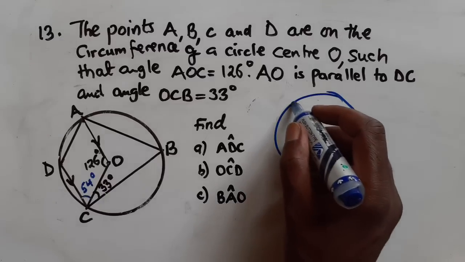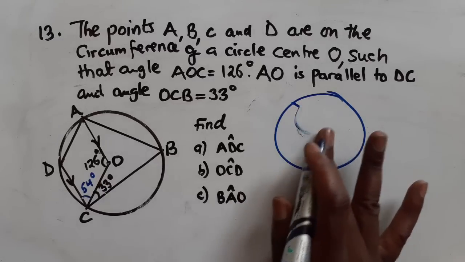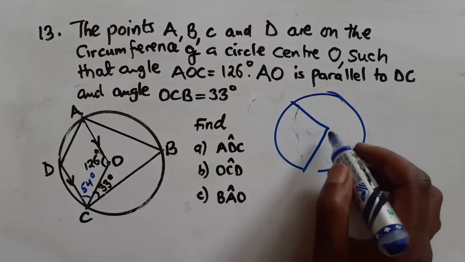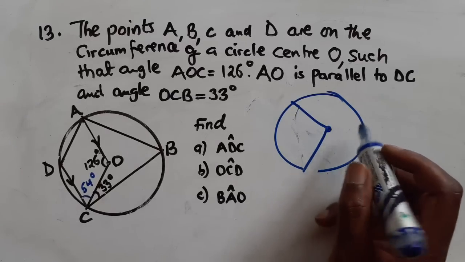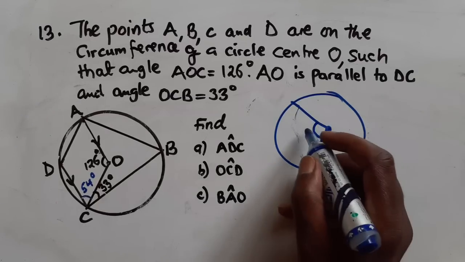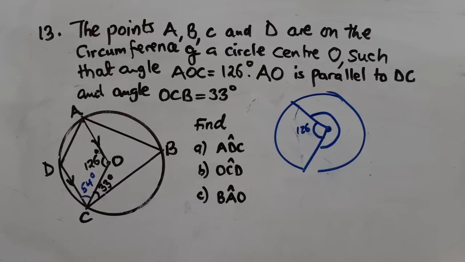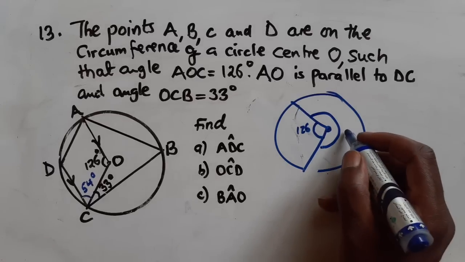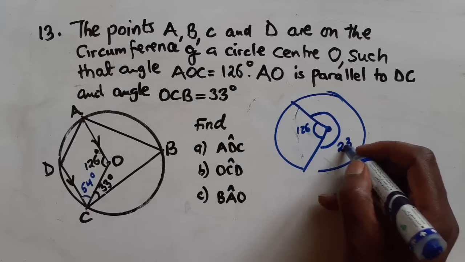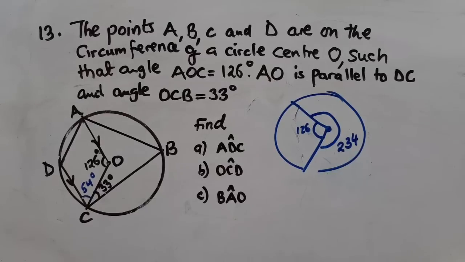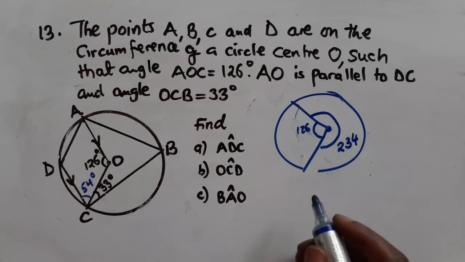This is our center here, isn't it? So, what is this angle? This angle here is 126. What about the other one here? Let's find the other one. We need to subtract this one from 360 because a complete turn is 360. So this other angle here is 234.